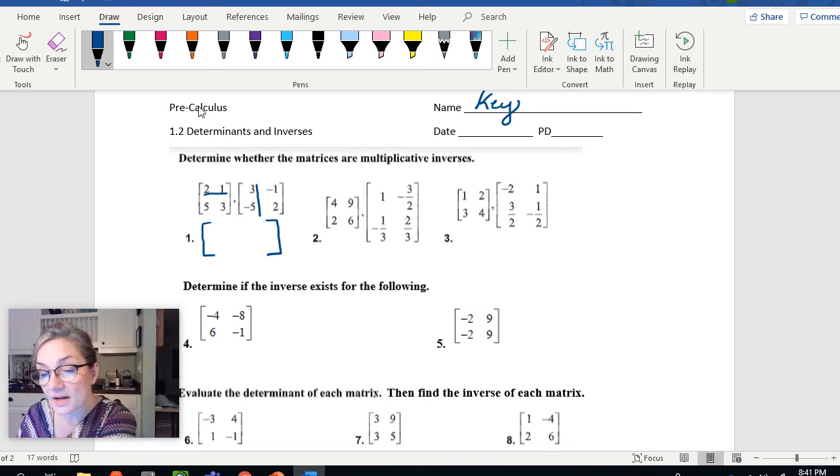Okay, guys, so I thought I would try the homework with you in this way. We'll see how many problems I can do in about 5 minutes. I'm going to watch my time. So the first one says determine whether matrices are multiplicative inverses.